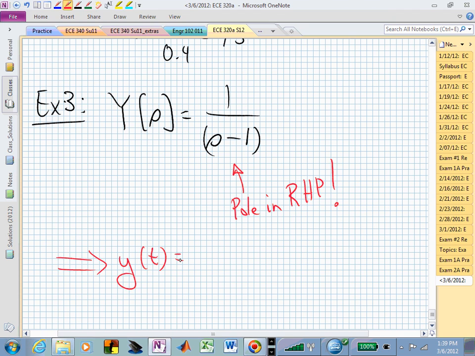What's y of t? It's e to the plus 1t. And what's that doing as t goes to infinity? It's not very well behaved, is it? It's going unbounded. So now if you build a system, and this system actually had a pole in the right half plane, you plug it in, and what's going to happen?